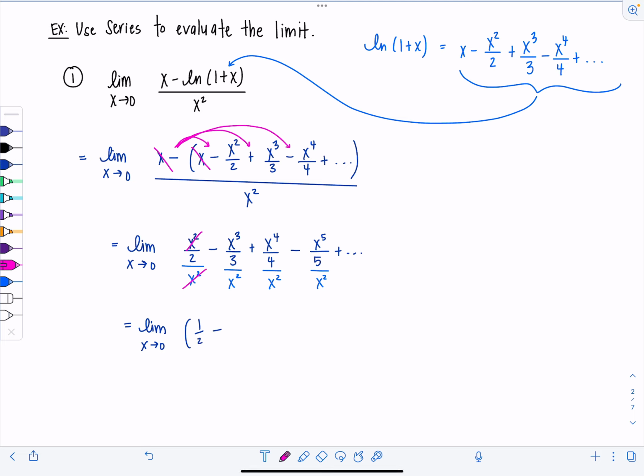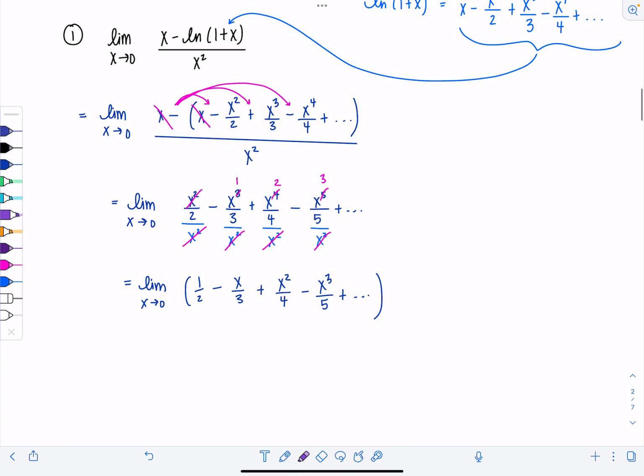Minus, now when you cancel here, this x squared's gone, but this is going to be to the first. So minus x over 3 plus, again, this is gone. Now this is going to be x squared. So that's going to be x squared over 4 minus, do you see what's going on? This will be x cubed. Yes, okay. X cubed over 5 plus blah, blah, blah.